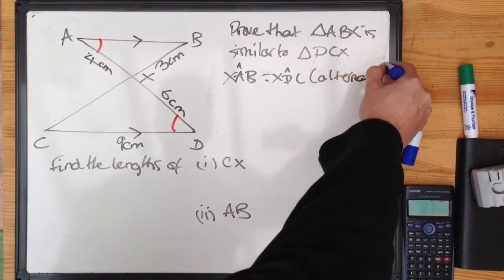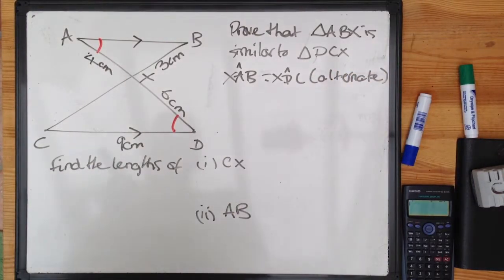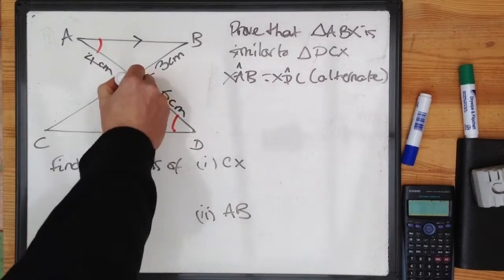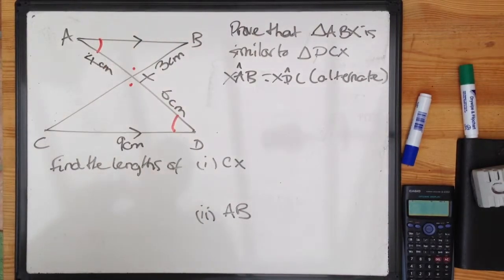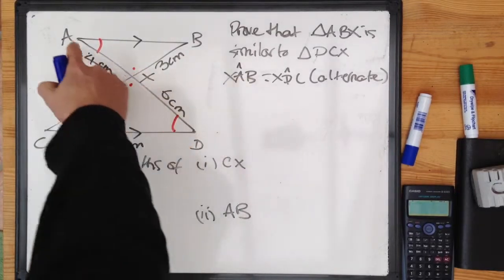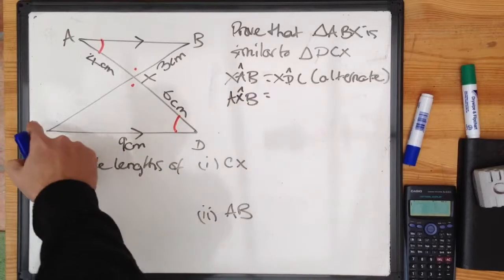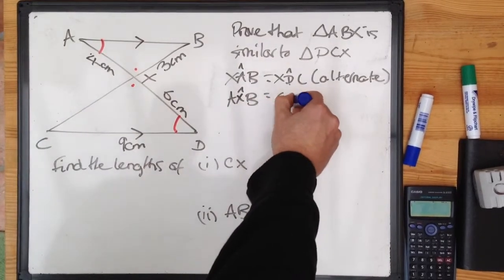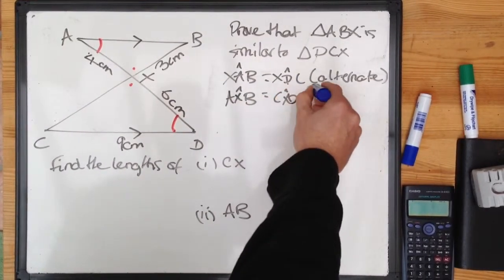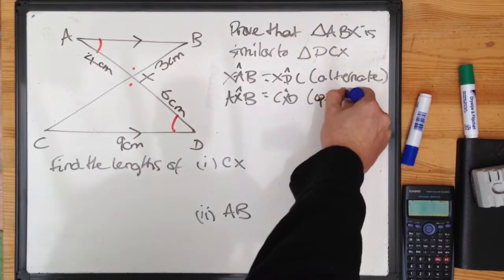alternate angles. Another pair of angles which are the same are this angle here and this angle here, because they're on an X shape like a cross. They're called opposite angles. So AXB is equal to CXD, and that is opposite angles.